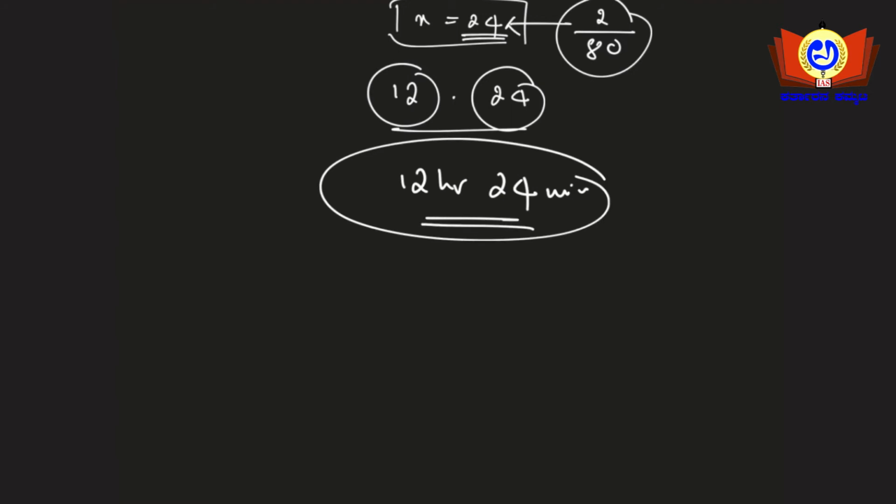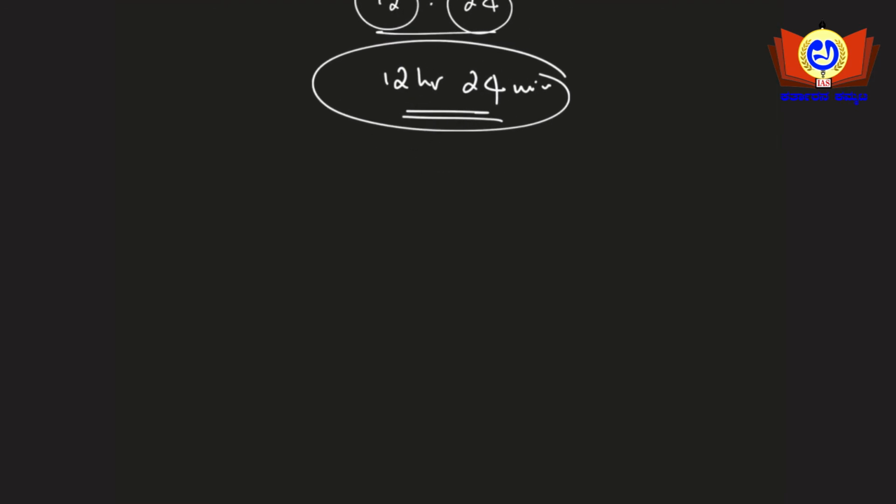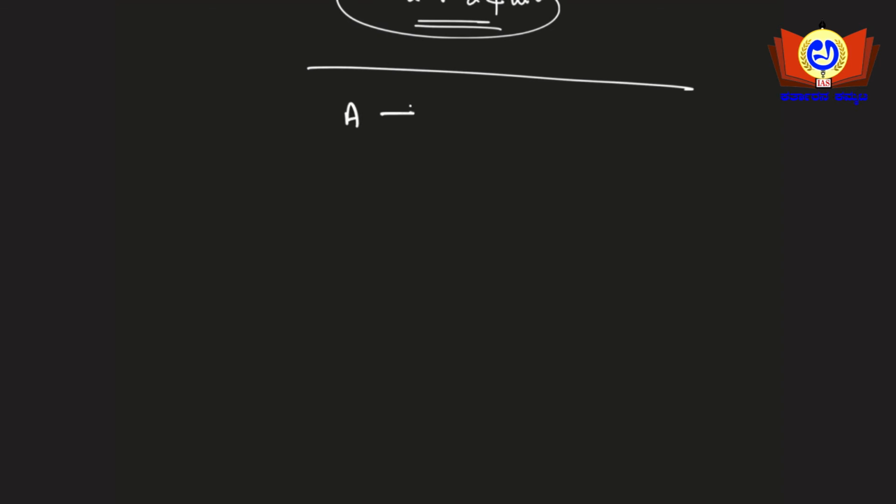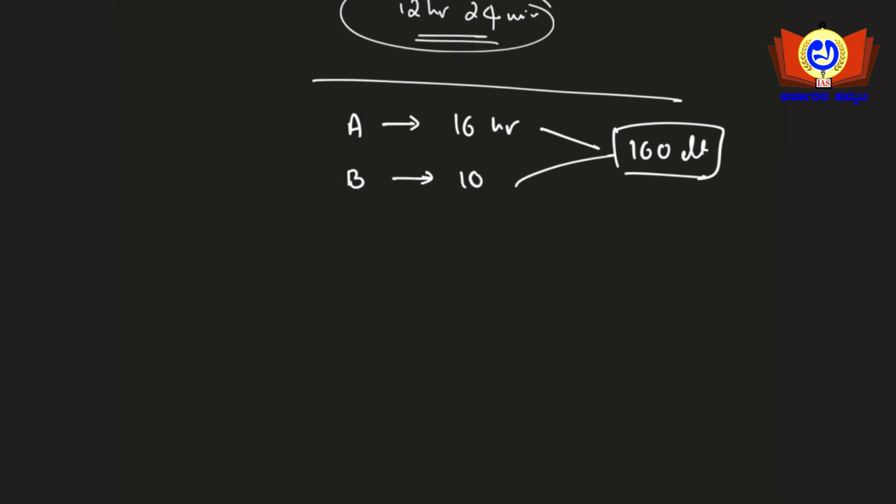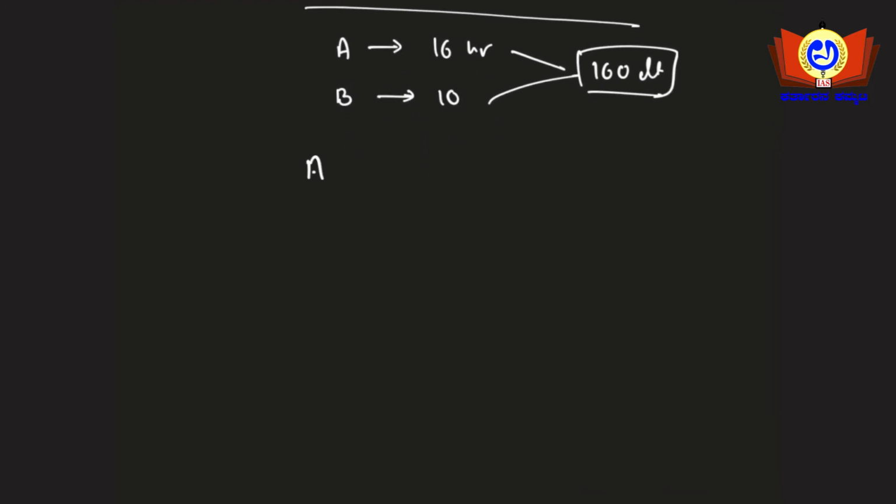I will also solve it by an alternate method here. See, observe. Pipe A takes 16 hours and pipe B takes 10 hours. So what is the total capacity here? 160 liters of the tank. Total capacity is 160 liters. So pipe A in 1 hour, how much of the tank will be filled? 160 by 16, that is 10 liters. Pipe B in 1 hour, 160 by 10, that will be 16 liters.